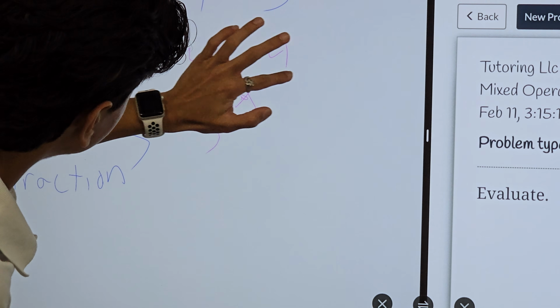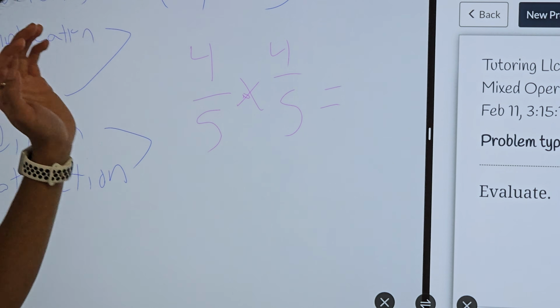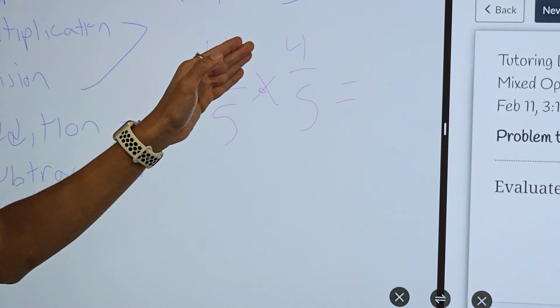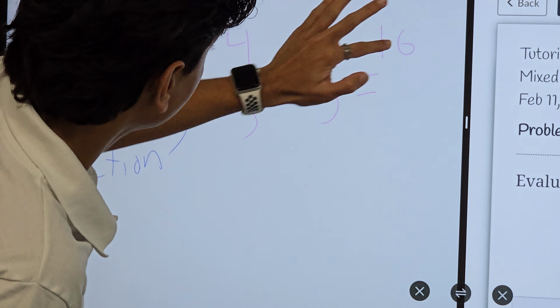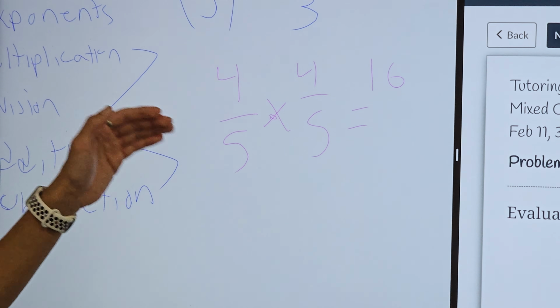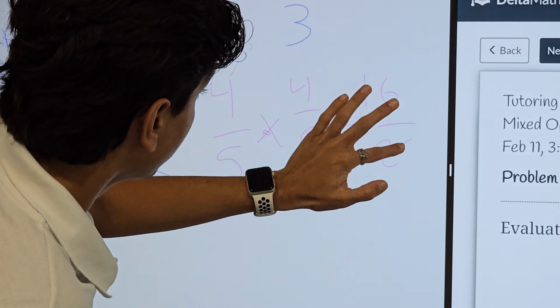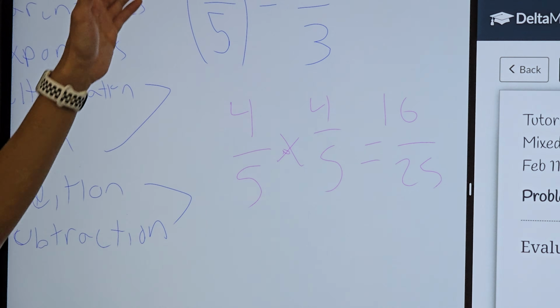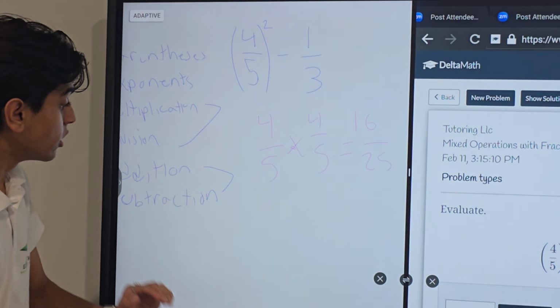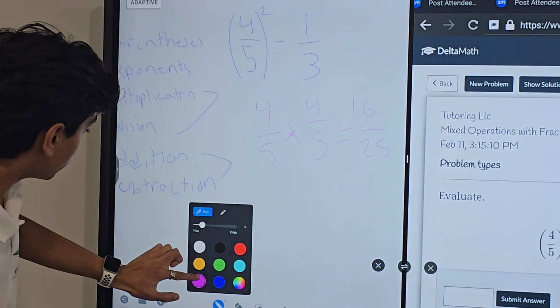Times 4/5. And now we first multiply numerators, 4 times 4, which gives us 16. Then our denominators, 5 times 5, which gives us 25. And there we have it, 4/5 squared is equal to 16 over 25. So now let's write our new number back down here.